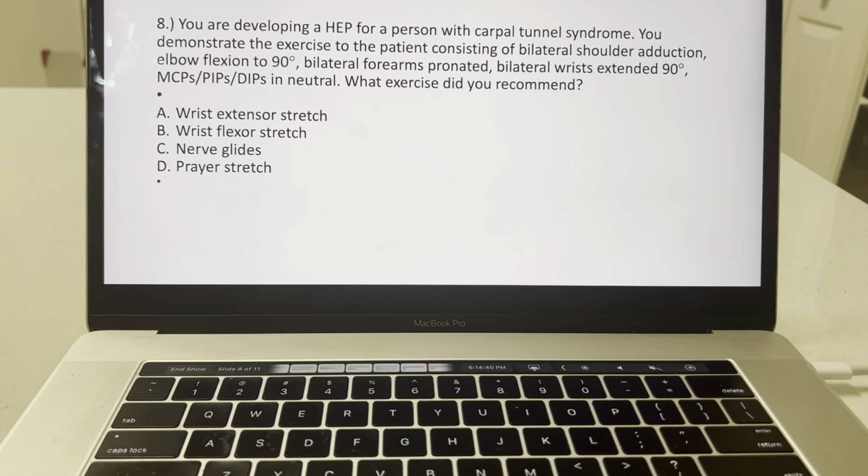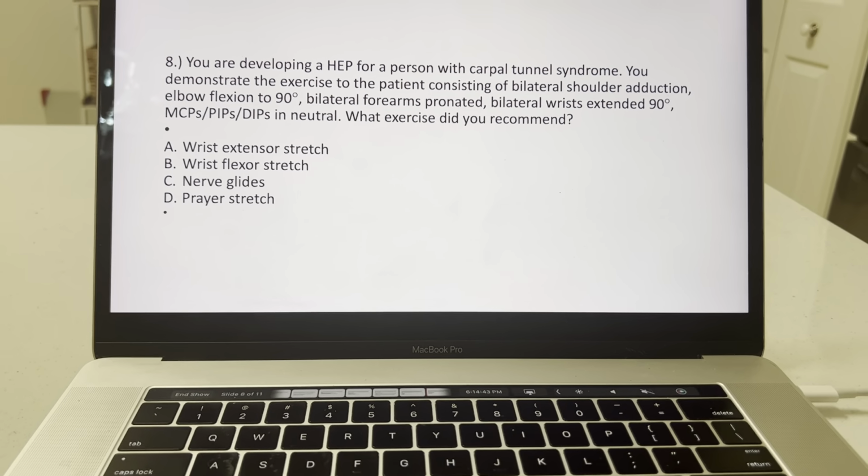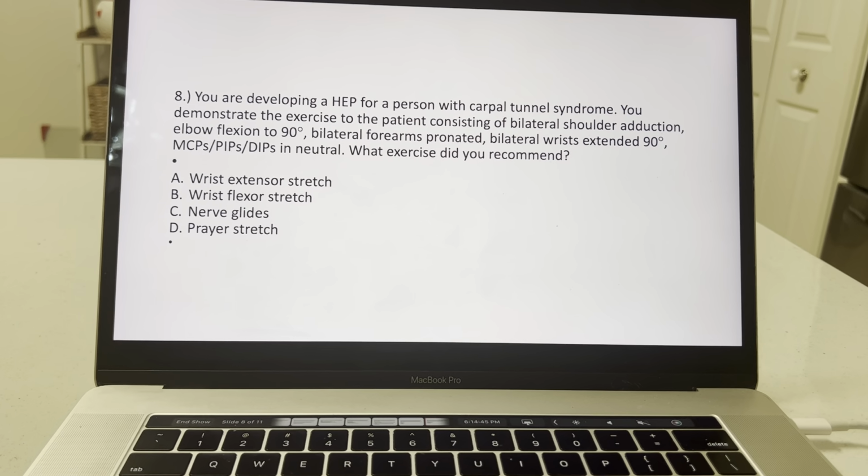So on this one, you want to be thinking about the prayer stretch, okay? That's when you keep your arms adducted to your side. Then you bring the elbows up to 90 degrees. Press your hands together. Wrists are in extension, and you are giving just a slight squeeze. They can hold this for 10, 15, even 30 seconds and do multiple reps.